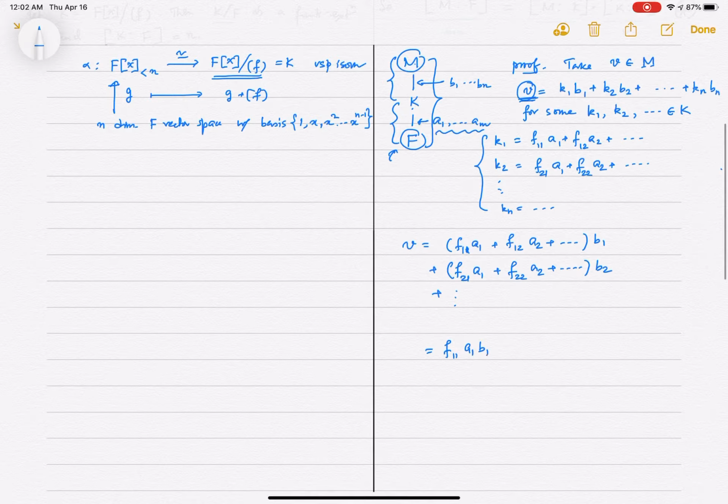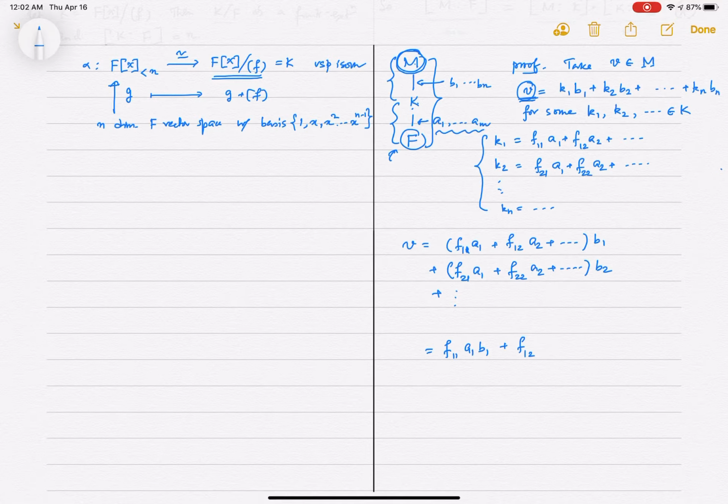B1. All these multiplications are now happening in the big field M. Everything that you see on this right hand side, this lives in F, these live in K, these live in M. But F is a subset of K, K is a subset of M, so everything lives in M, and M is a field. So all these multiplications and additions, you can think of as happening in the big field.